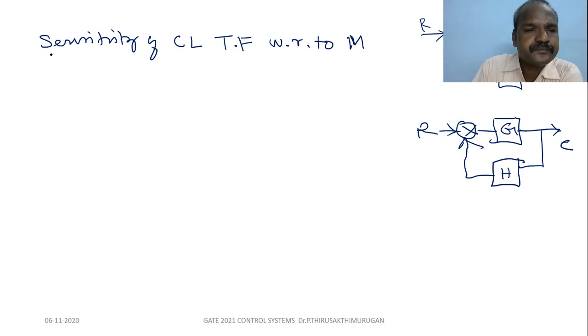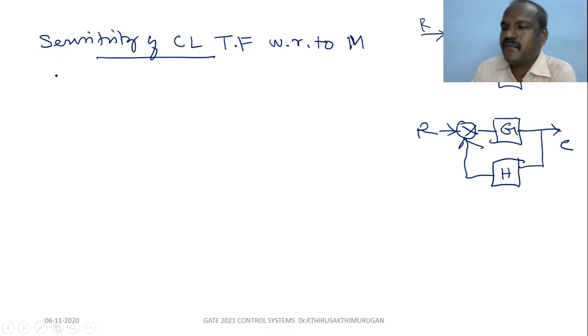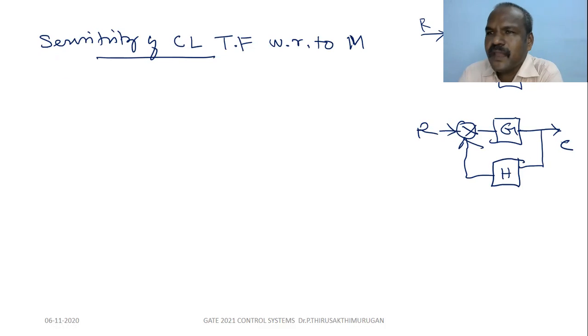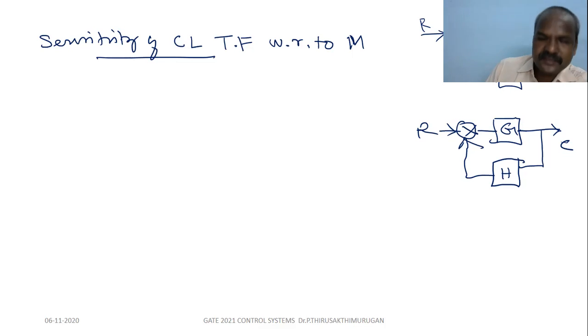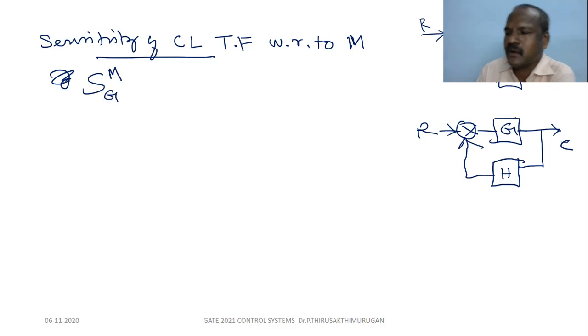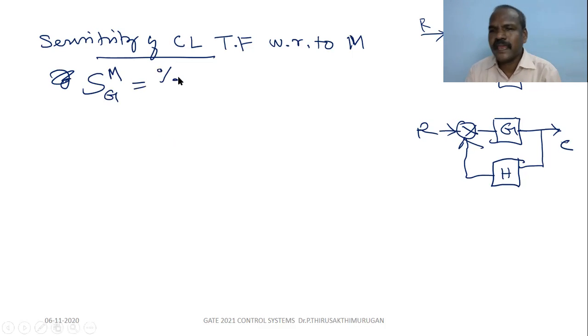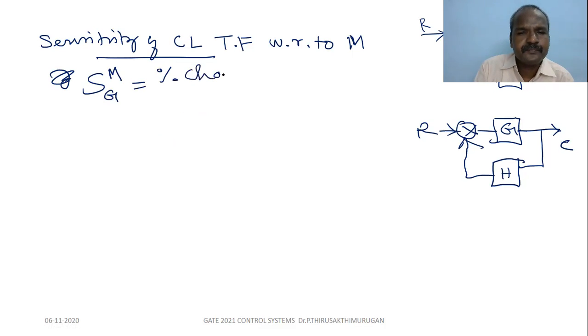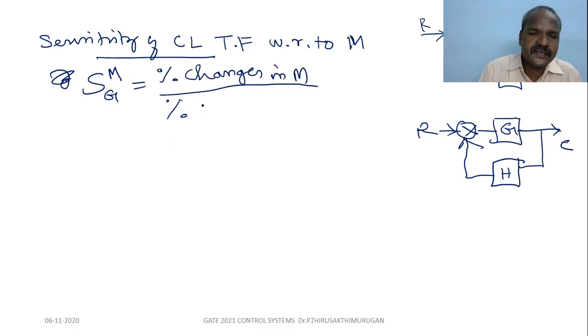Consider G varies. G is a parameter that may vary the gain of the overall system transfer function M. First, the sensitivity of M with respect to G in the closed loop transfer function is nothing but the percentage change in the overall gain M divided by the percentage change in the open loop transfer function G.